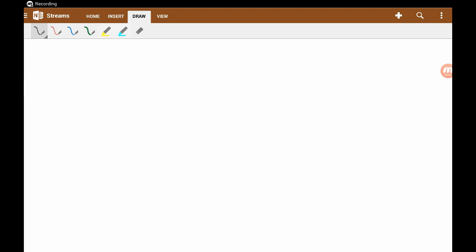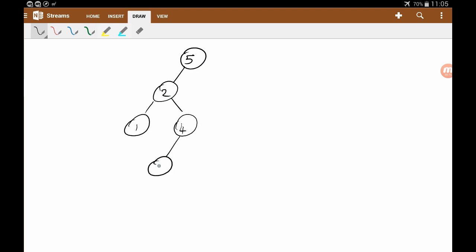So let's do some more examples. Let's say we have a tree of 5, 2, and 1, 4, and 3, 8, and 6. And now we want to say, first thing, is this an AVL tree?